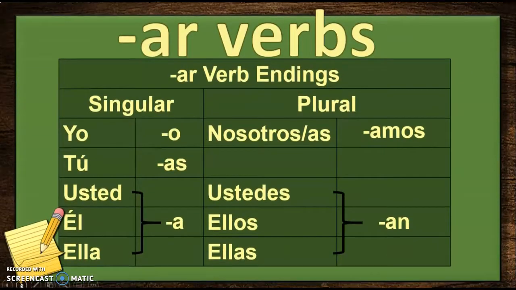Those are AR verb conjugations. Sometime soon you will need to have memorized all the AR verb endings. O, as, a, amos, an. And as long as it's a regular verb and it ends in AR, those will be the endings that you will use.